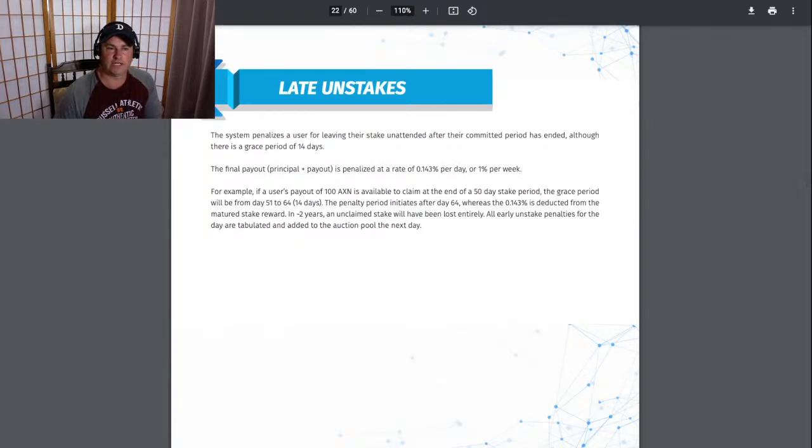If you're late unstaked, the system penalizes the user for leaving their stake. So if your stake has matured, it's ended its term, but you haven't withdrawn it, you will get a late unstake. At the moment, there's an amnesty or whatever. There's a period where you're not going to get charged any penalties until I think it's the 8th of May. So you've got into that period if you've got an existing stake. But if you're new to this, then these late unstakes will probably apply to you in the future after the 8th of May. The system penalizes the user for leaving their stake unattended after their committed period has ended, although there is a grace period of 14 days.